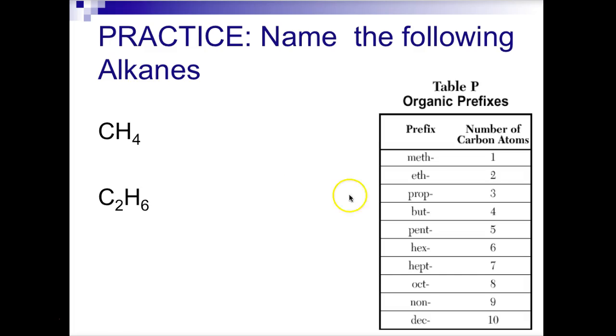Great, welcome back. You should have looked at the first one. The first one only has one carbon in it. And again, it's a saturated hydrocarbon, and it follows the formula of C to the N, H to the 2N plus 2. So the first one's going to be methane. The second one, we have two carbons in it, so we're going to go to the prefix table here. And it follows the same C to the N, H to the 2N plus 2. So that means that the second one is going to be ethane. So you should have gotten methane for the first one and ethane for the second one.